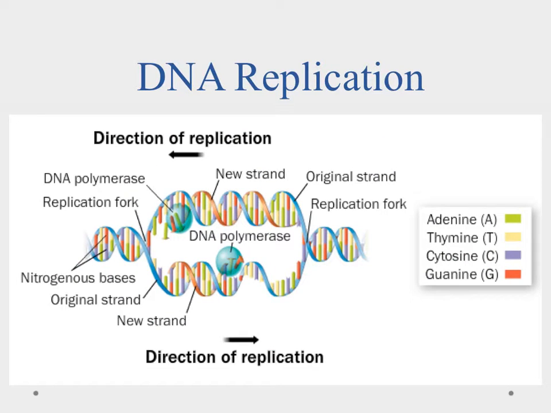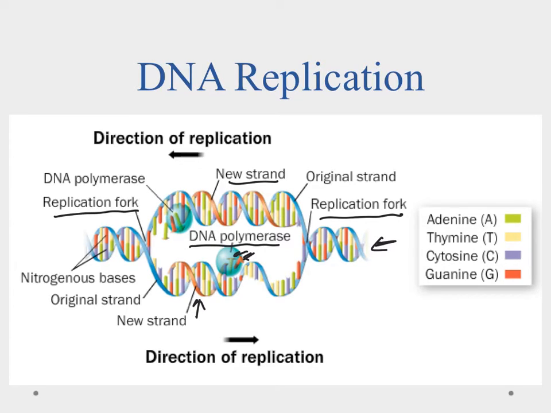Okay, so what actually happens in these replication bubbles? Remember, we have our replication fork, which is where it's splitting apart, where it goes from being a double strand here to this open DNA replication bubble, and where formation of our new strands occurs. Now, there's an enzyme involved. It's called DNA polymerase, and what DNA polymerase does is it goes along the old strand of DNA, the original template, and adds complementary base pairs to it, and that builds this new strand of DNA.